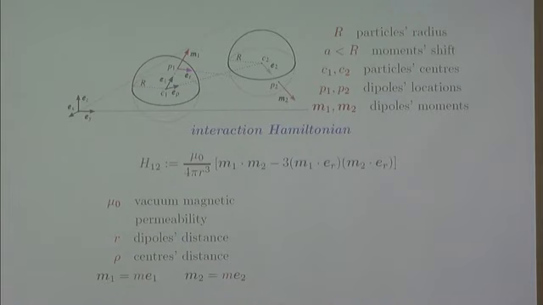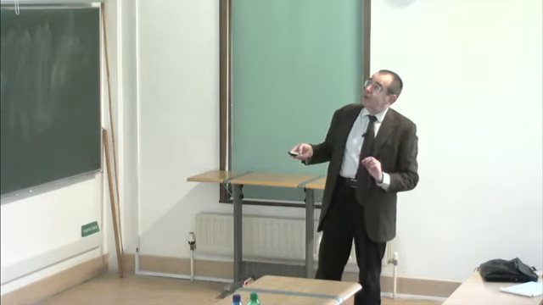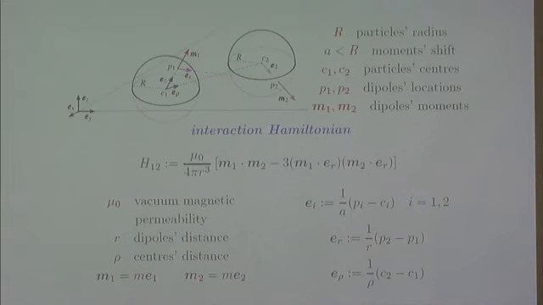And little m is a dipole moment associated to each sphere. So E1 and E2 are simply unit vectors which designate the orientations of the two dipoles. So M1 and M2 are the dipole moments, and we assume that they have both the same strength, which is little m.